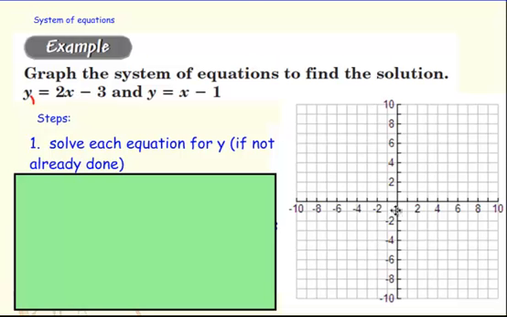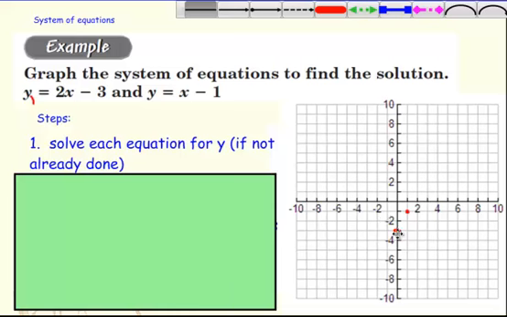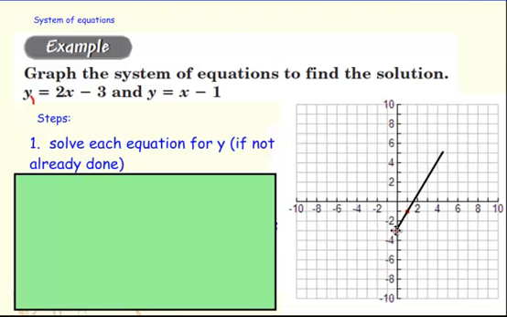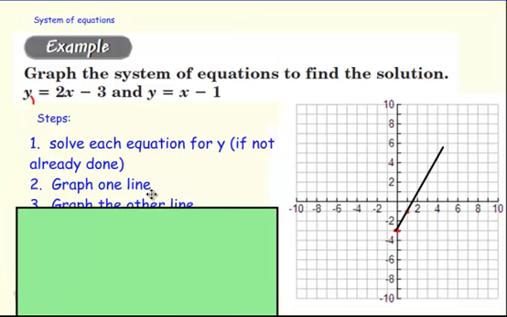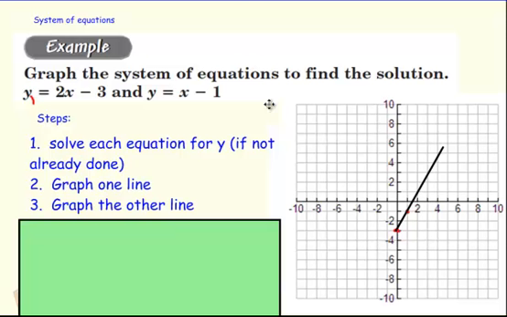So we do have -3, 1, 2, and 3. So we have a y-intercept of -3. We're going to use a slope of 2, so rise 2 and run 1. Alright, what you want to do is be very, very careful because we want to try to be very exact in what we're doing, so that when we graph both lines, we can try and find out where they cross, because that's what we're after here. Okay, so we're going to graph one line, then graph the other line.